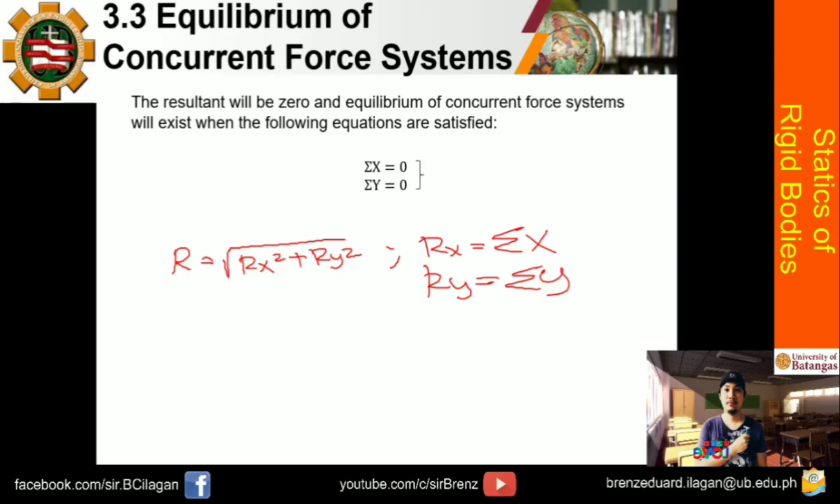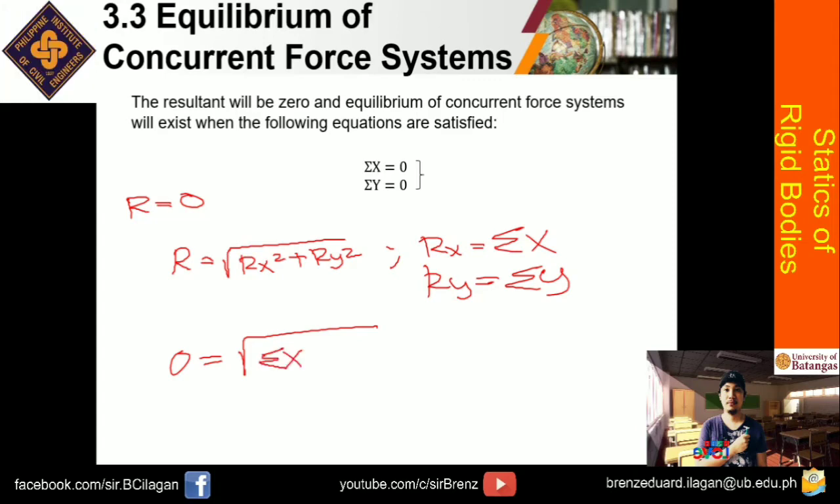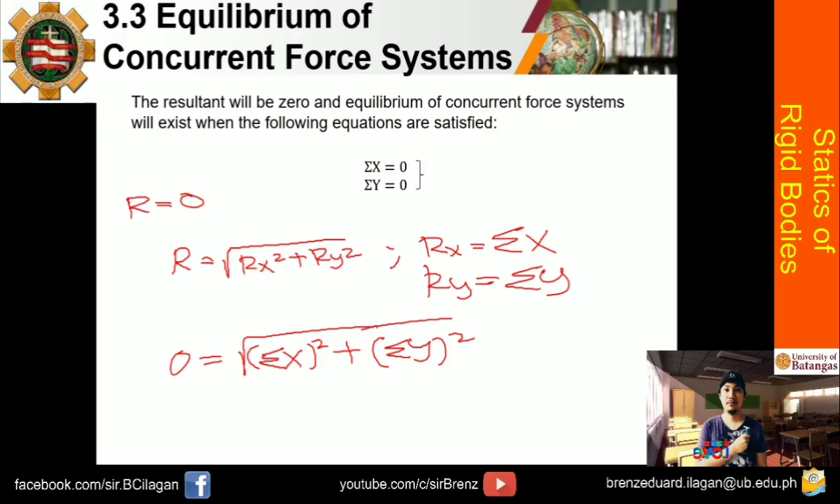So, di ba under the equilibrium equation or condition, your R will be equals to 0, meaning your equation will be equals to square root of summation of all x forces squared plus summation of y forces squared. Okay? So, obviously, the resultant will be 0 and equilibrium of concurrent force system will exist when the following equations are satisfied. If that is the case, so kung ang resultant mo is 0, therefore, yung iyong mga component din will be equals to 0. Or, ang gagawin lang natin, is that yung summation of all forces x mo is 0, summation of all forces y will be equal.